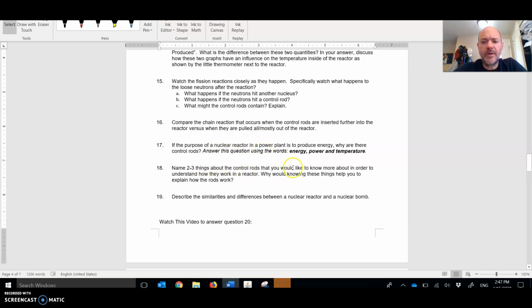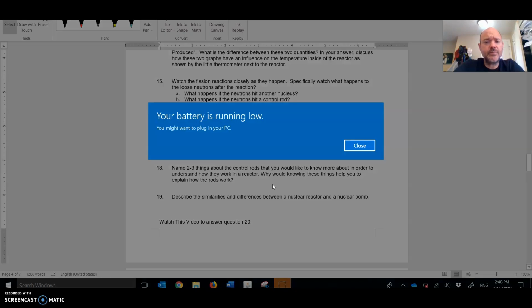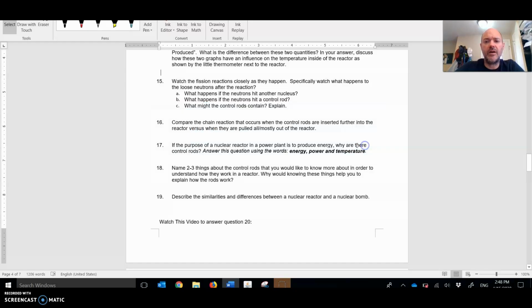Think of 2 to 3 things about the control rods you would like to know more about in order to understand how they work. So this is kind of an open-ended question. I want you to just think about what you would like to know more about the control rods. And then I want you to think about the similarities and differences between a nuclear reactor and a nuclear bomb.